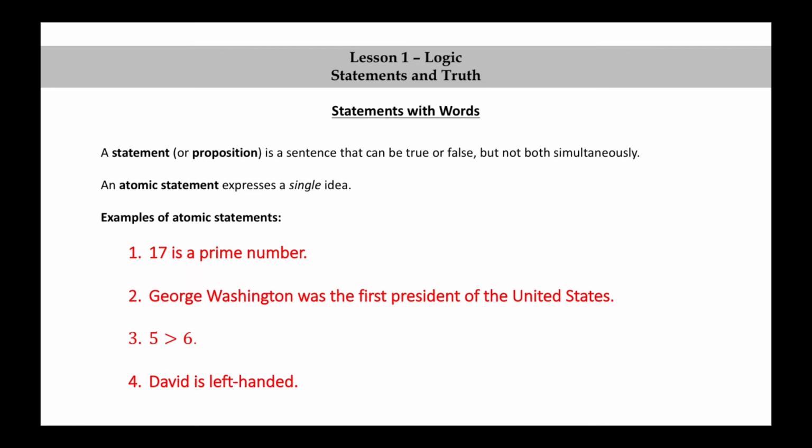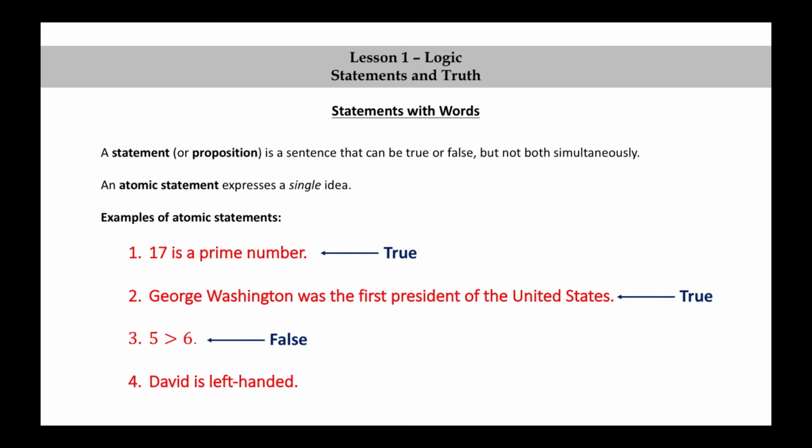17 is a prime number is an example of a true atomic statement. 17 is in fact a prime number. Also, George Washington was in fact the first president of the United States, so the second atomic statement is also true. 5 greater than 6, however, is false. 5 is not greater than 6.